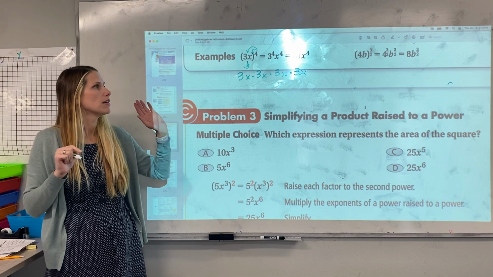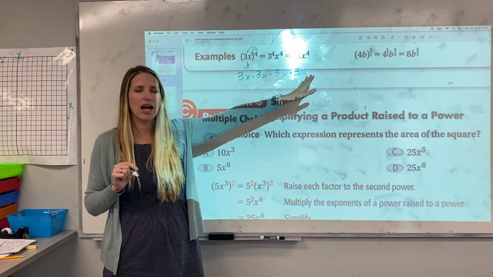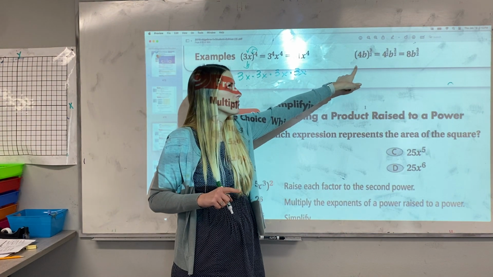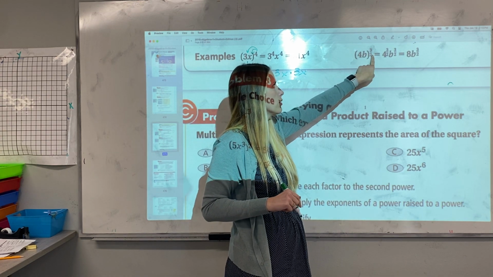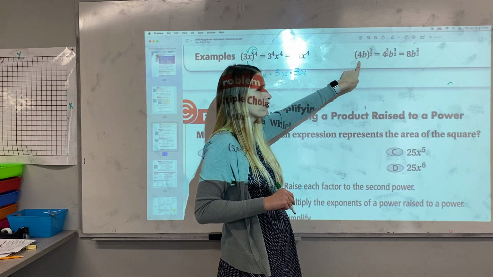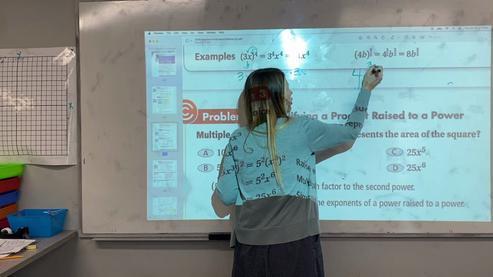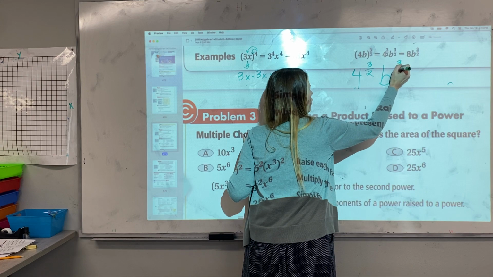Okay. It's getting ugly over here. It's gonna get so hideous. You're not even gonna believe it. It's ugly, but we're gonna get through it. This exponent 3 over 2 belongs to the b. It also belongs to the 4. So it's 4 to the 3 over 2 power times b to the 3 over 2 power.